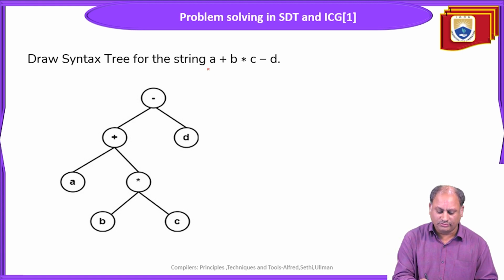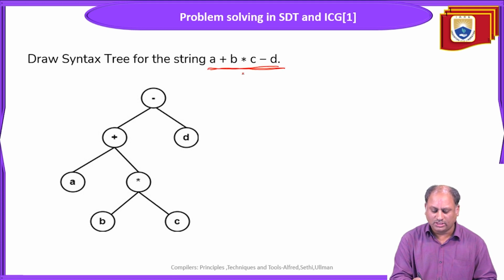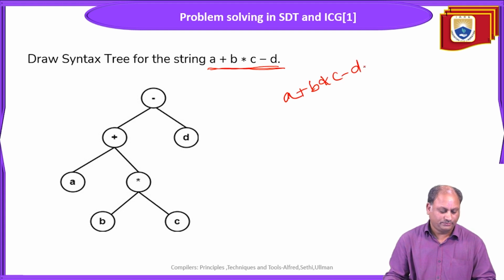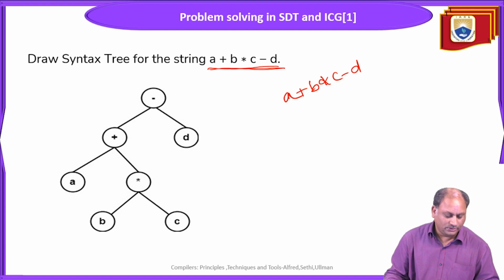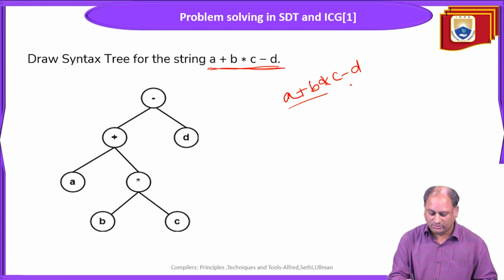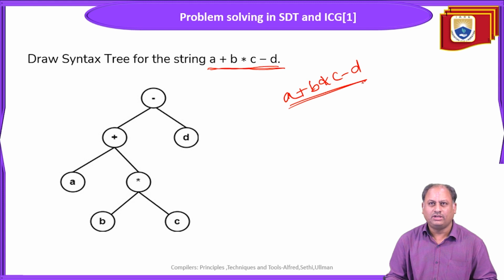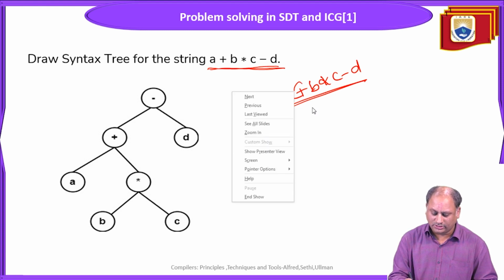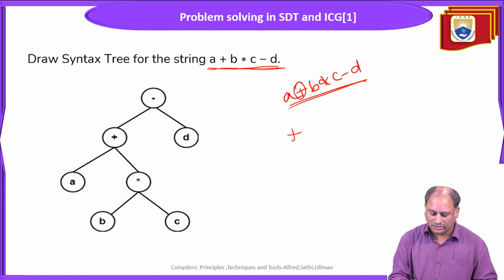For example, what is the syntax tree for the expression a plus b star c minus d? In this expression we first identify the plus operation, which is to be considered as an internal node.